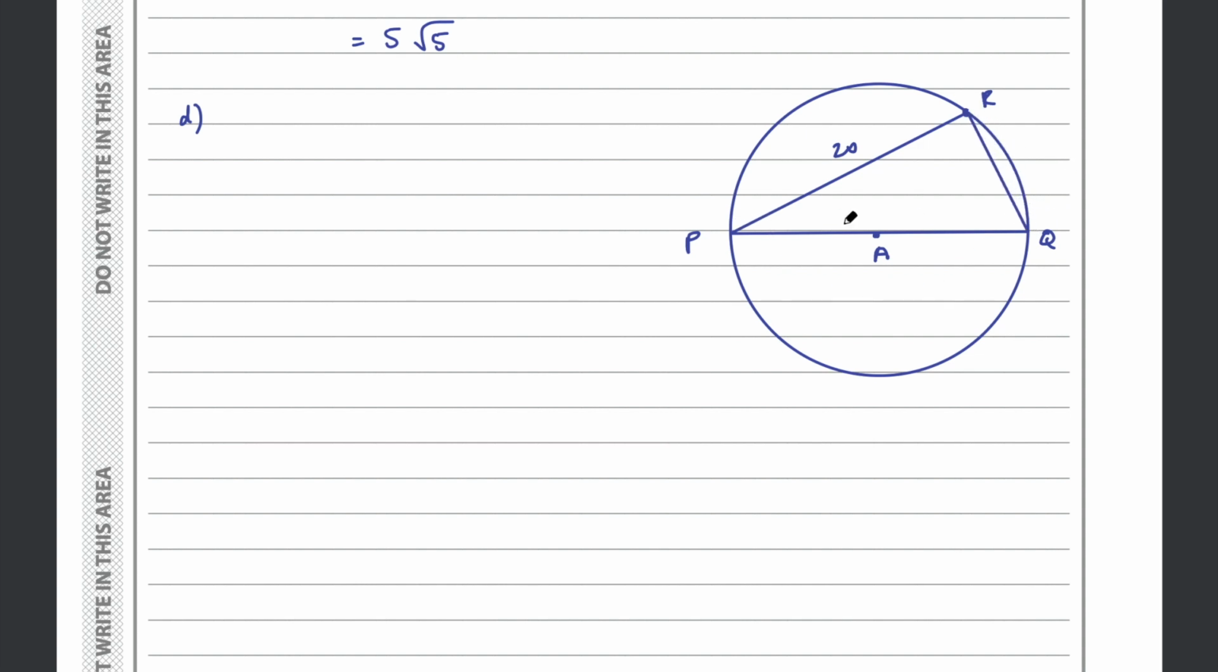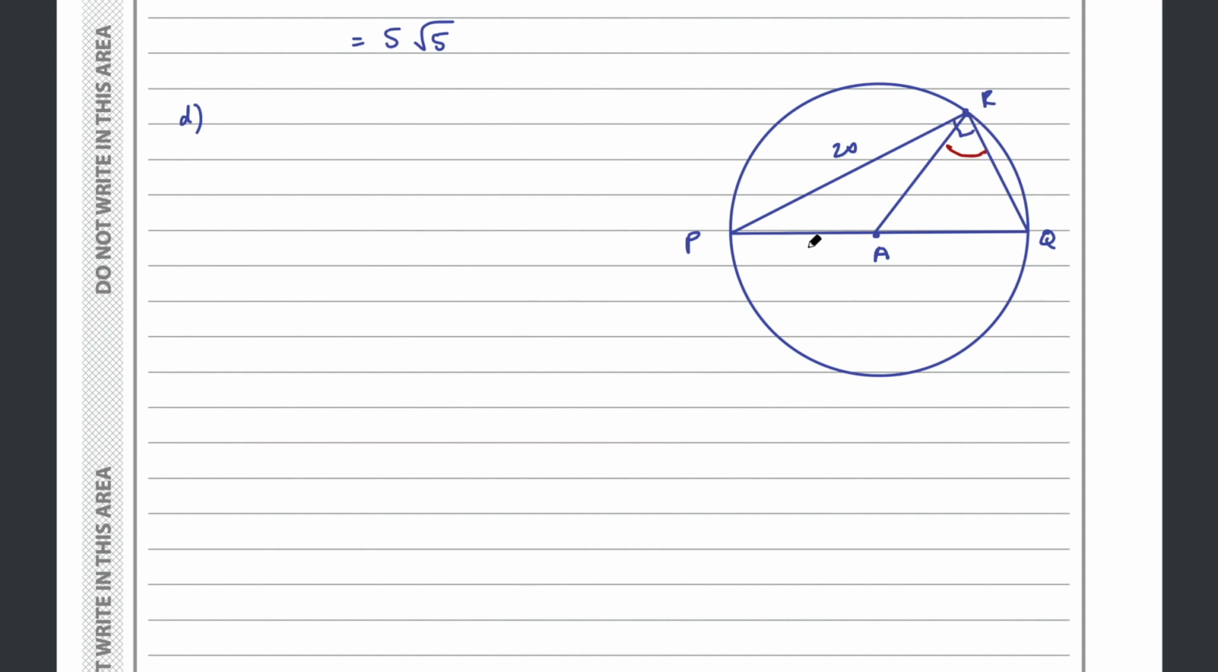Now, this being the diameter, we know something about the angle PRQ. That is an angle in a semicircle, and angles in a semicircle are always 90 degrees. Okay, so that might help us a little bit. And then let's draw in AR as well. And we're looking for that angle in there, ARQ. All right, so let's look at this carefully and see what might help us find that angle.